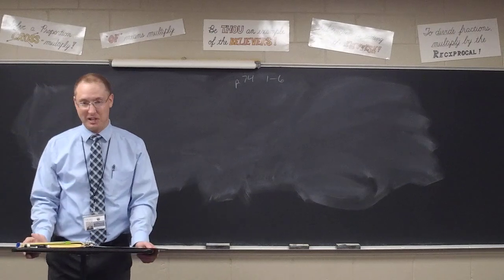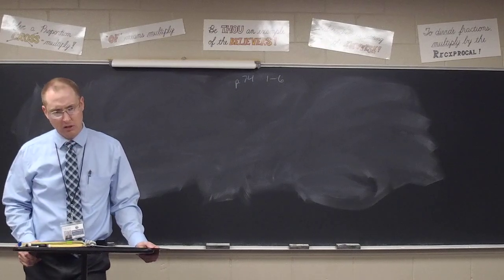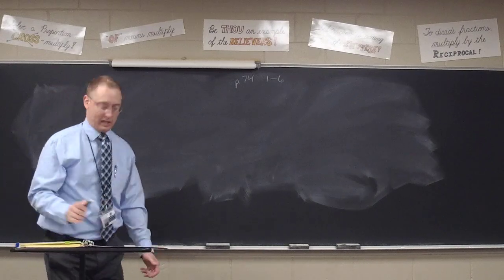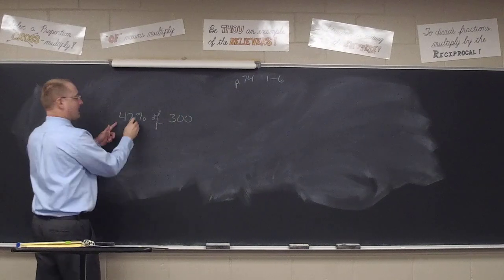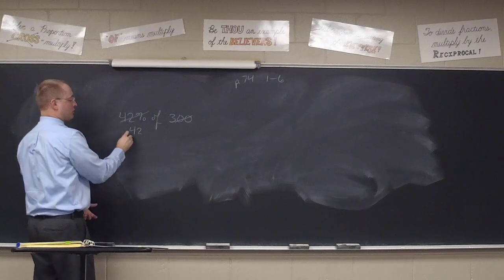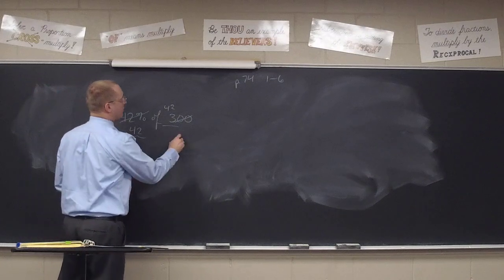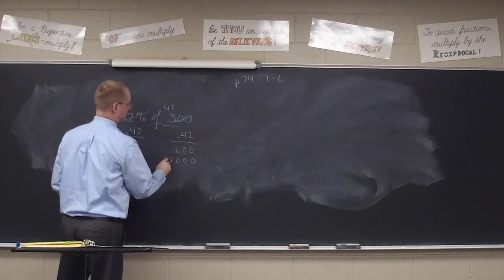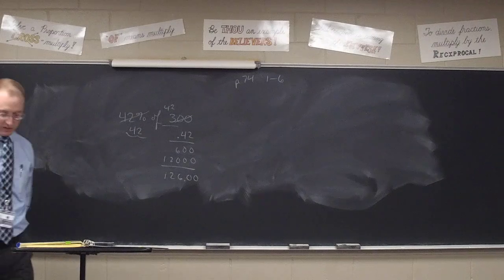Number 4, 42% of 300, Elaine. 18. Ooh, Jalen? 126. Again, to me, the shortcut here is yes, this becomes 0.42, but I've got 2 decimal places and 2 zeros. Knock off the 2 zeros, knock off the 2 decimal places, just multiply 42 times 3. If you went ahead and multiplied the 0.42, it's a long way around, but you could, right? And you get 126 still.